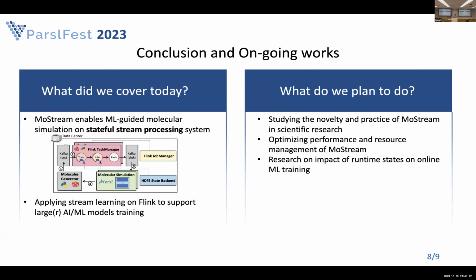So in this project, we have currently implemented MoStream, which can enable machine learning guided molecular simulation on stateful stream processing systems. However, we still have many things to do. For example, we are going to study the novelty and the practice of MoStream in more scientific research domains. And we are also interested in optimizing the performance and the resource management of MoStream. We also believe that MoStream can serve as a good case for research on the impact of runtime states on online machine learning training.